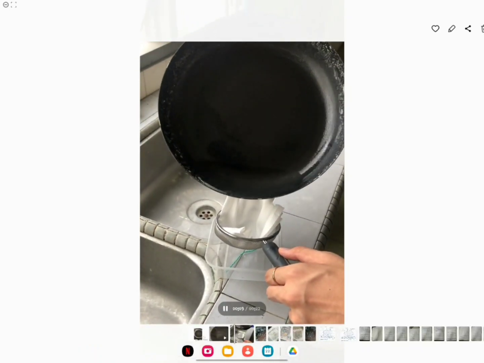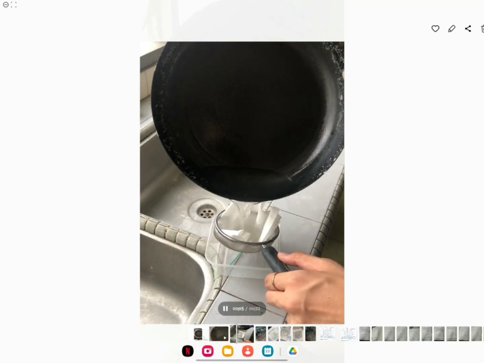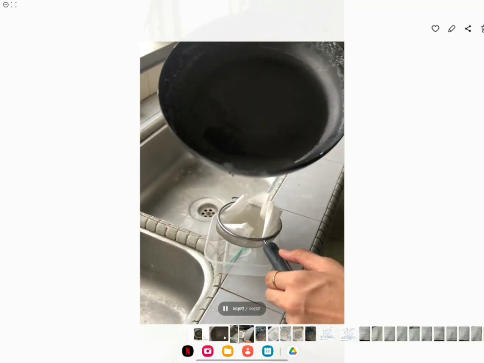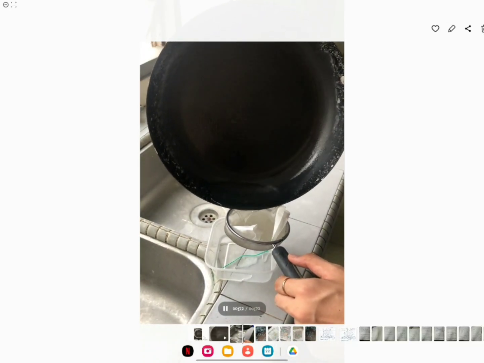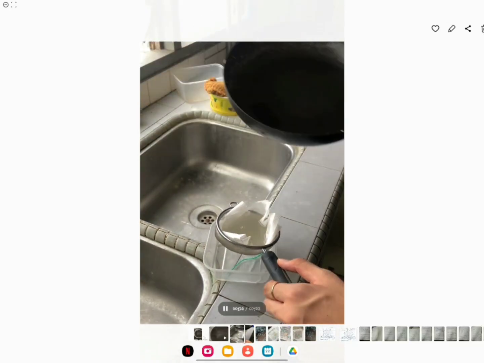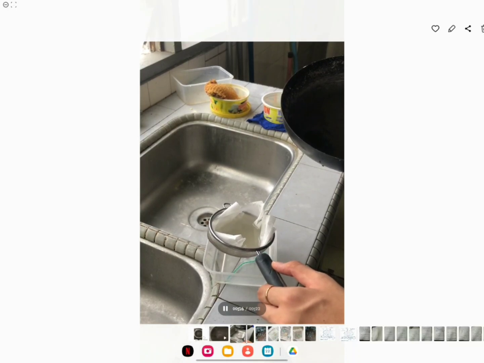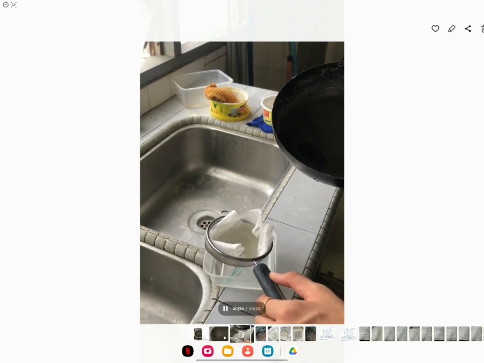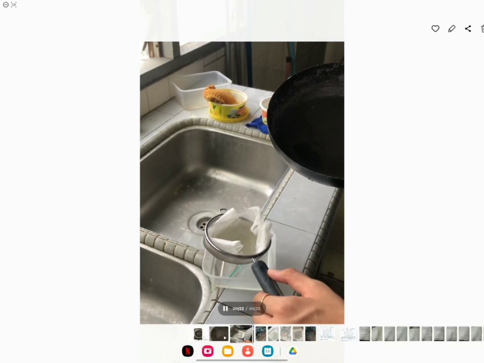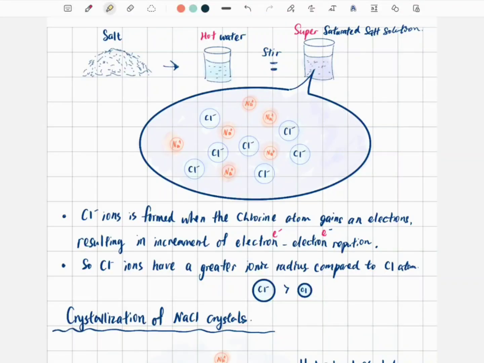This is how we filter it to get rid of impurities and excess salt, so we only get the pure, supersaturated salt solution into our container, and let it evaporate and cool down so we can get the crystals.